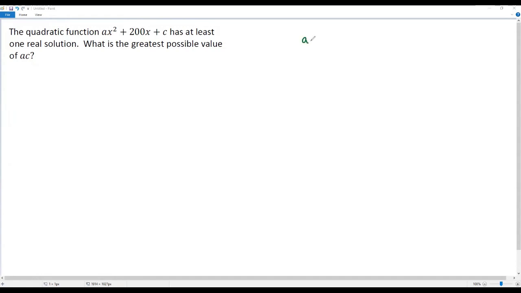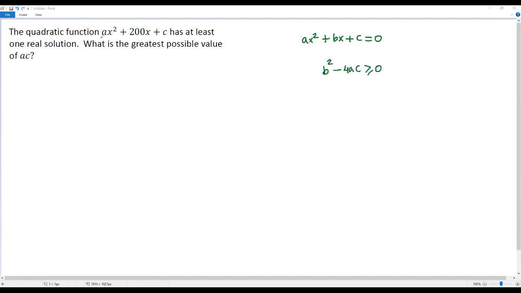Now let me consider a quadratic equation in standard form, that is ax² + bx + c = 0. Usually the maximum number of solutions for a quadratic equation is 2. Sometimes we'll get only one solution, sometimes no solution. When we write a quadratic equation in standard form like this one, and if this equation has at least one real solution, then the value of the discriminant b² − 4ac will be greater than or equal to 0.